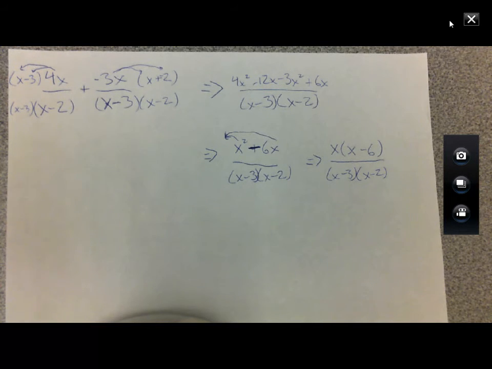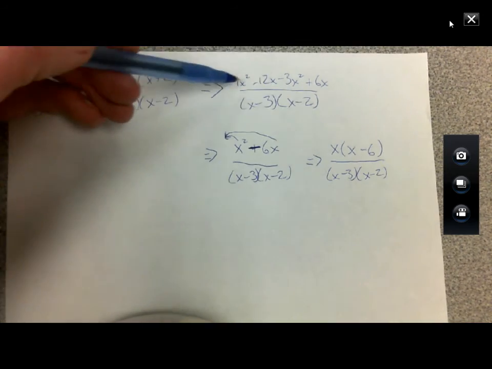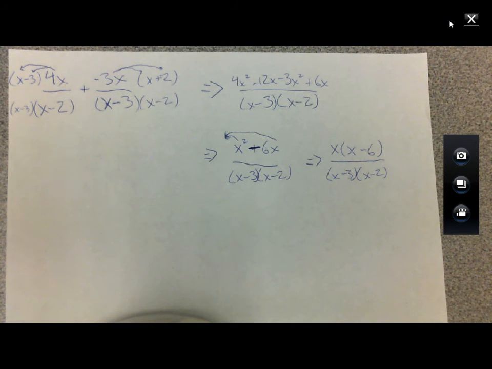However, I have taken my original fraction, my original problem. I got common denominators. I combined things together. I simplified that numerator, and then I factored whatever I could. So this is in the most reduced, simplest form that we can make this problem, and that would be the final solution.